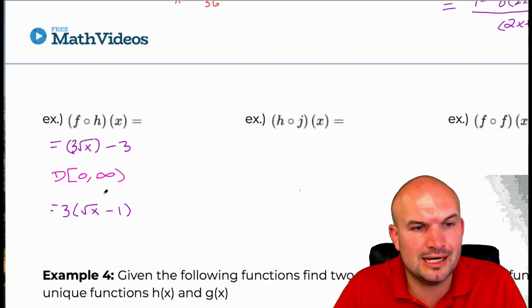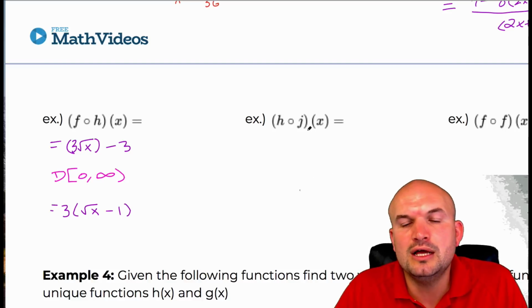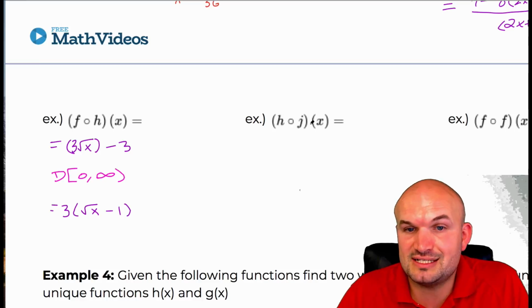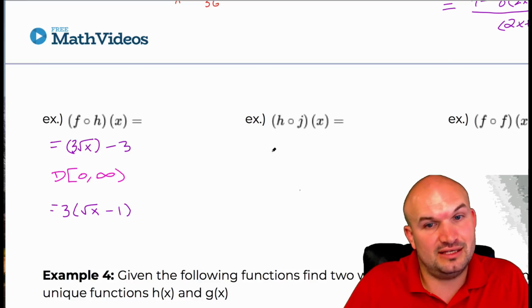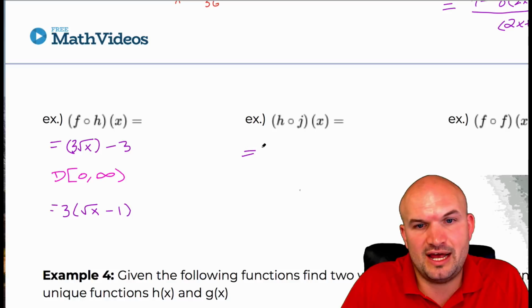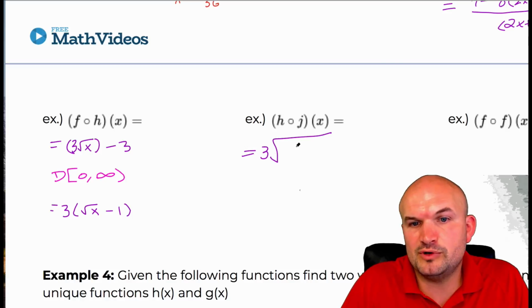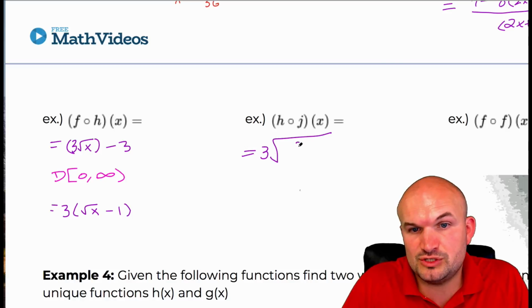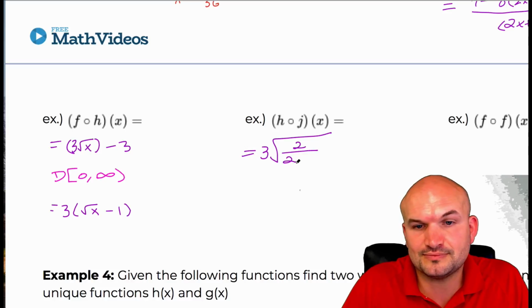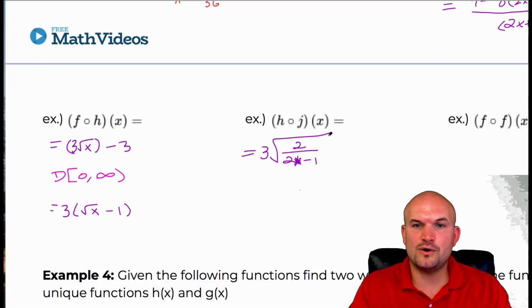But still, the domain is not going to be unchanged. So now let's plug in j of x into h of x. Now this one gets a little interesting, because we're going to have 3 square root of what j of x is, which is 2 divided by 2x, forgot j of x, minus 1. Okay, so what are we going to do here?